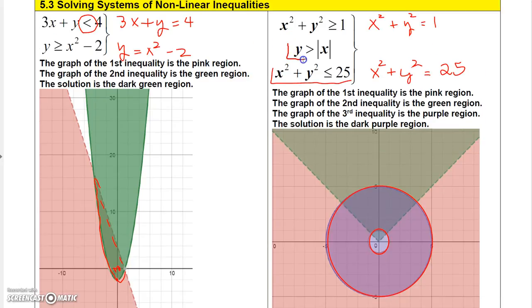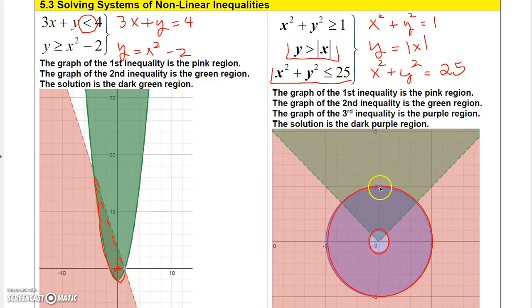Now the last thing I have to do is graph the boundary for this, which would be y equal absolute value of x, which you know how to do. But this has to be graphed with a broken line. So you can see when I graphed y equal absolute value of x here, I used a broken line. And then I can't test 0, 0 because that was on the circle.